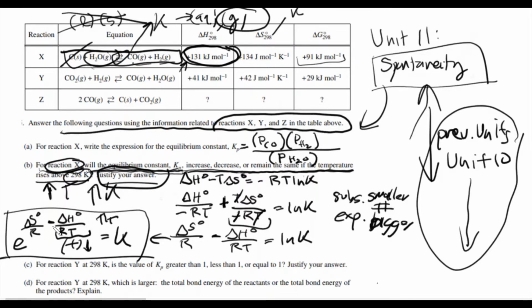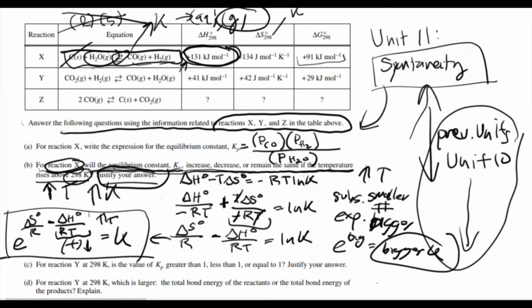Because if you subtract a smaller delta H naught over RT, you are going to get an exponent that's going to be bigger since you're subtracting less. And e to a bigger number is a bigger K. So we just proved that an increase in temperature leads to a bigger K using this equation.